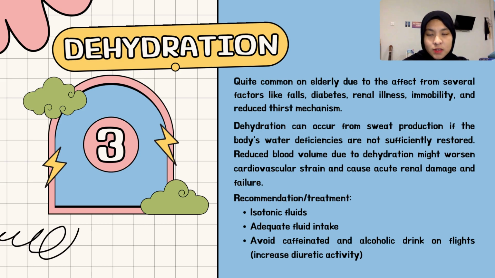So dehydration is actually quite common in the elderly due to the effect of several factors like falls, diabetes, renal illness, immobility, and reduced thirst mechanism. Dehydration can occur if the body's water deficiencies are not sufficiently restored. Reduced flow due to dehydration might worsen cardiovascular strain and cause acute renal damage and failure. So the treatment for dehydration will be electrolytes and adequate fluid intake, and we would recommend avoiding caffeinated and alcoholic drinks on flights because they could increase diuretic activity.